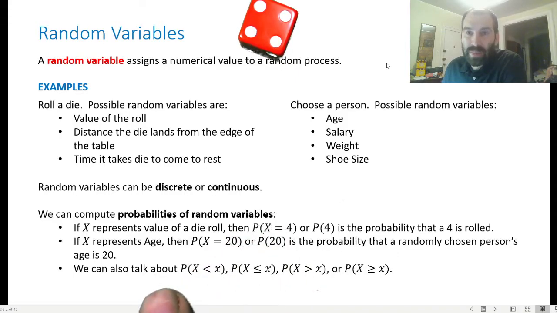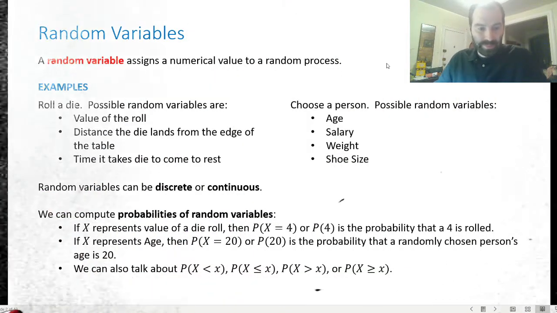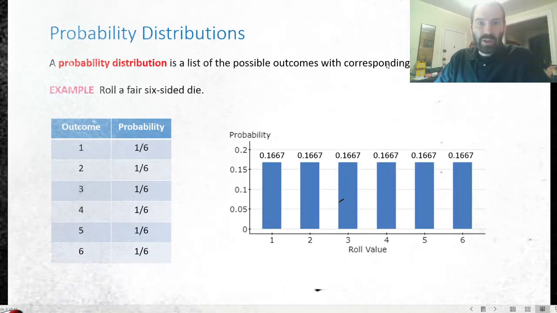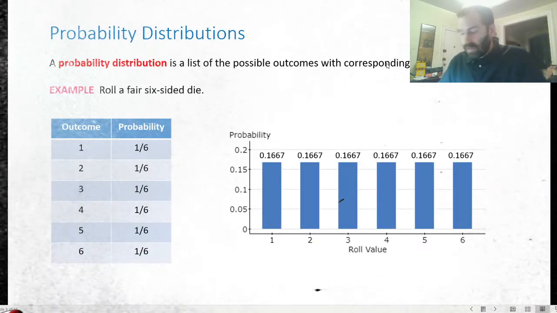You can also talk about not x equaling something, but x satisfying an inequality. I could talk about x being less than 4, or less than or equal to 4, or greater than 4, or greater than or equal to 4. So we can talk about those probabilities as well. Okay? So let's take a look at just some examples of probability distributions.